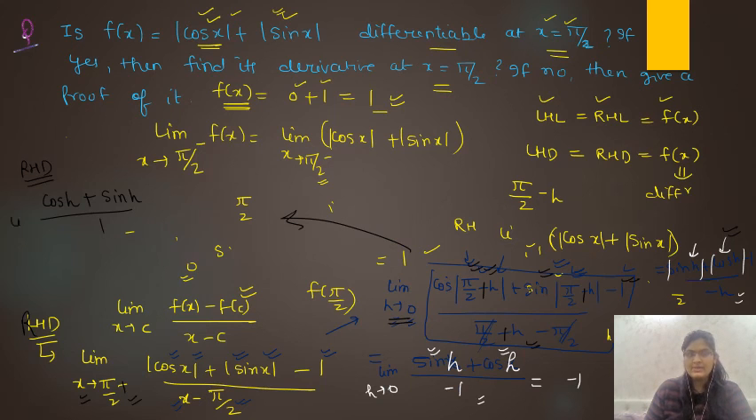Now limit h tends to 0. If you substitute h as 0, what you will get, cos 0 is 1, sin 0 is 0, so 1 by 1. That means your right hand derivative is 1. And because the right hand derivative is not equal to the left hand derivative, hence this function is not differentiable. And if it is not differentiable, then we will not have to find out any derivative, right?